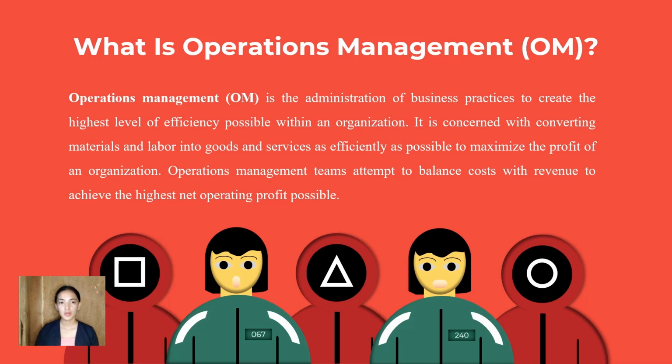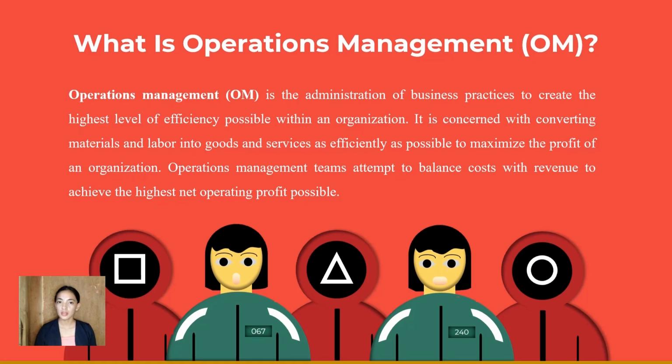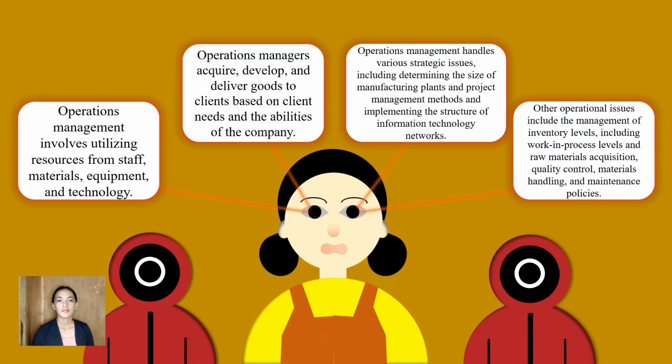So to start, let's ask the question, what is operations management? Operations management is the administration of business practices to create the highest level of efficiency possible within an organization. It is concerned with converting materials and labor into goods and services as efficiently as possible to maximize the profit of an organization. Operations management teams attempt to balance cost with revenue to achieve the highest net operating profit possible.